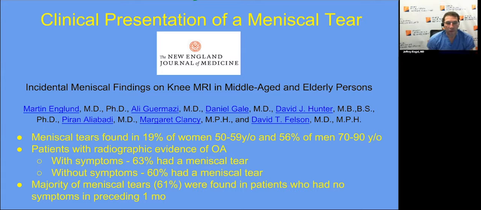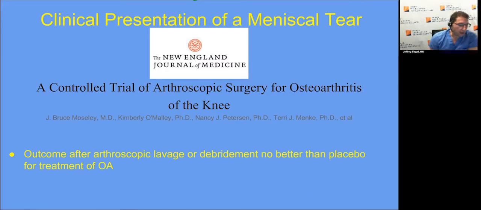When they drilled down further on the data and they looked at patients who already had osteoarthritis on their X-ray, it's similar to that prior study. About 60% or so had meniscal tears, even if they had symptoms and even if they didn't. If they already had osteoarthritis, more than half would have a meniscal tear found. And interestingly, the majority of the meniscal tears found in this study, 61% in fact, were found in patients who had no prior symptoms in the past month prior to the study. So again, very high prevalence of meniscal tears in patients over 50 who don't even have symptoms, and even a higher percentage if they already have osteoarthritis.